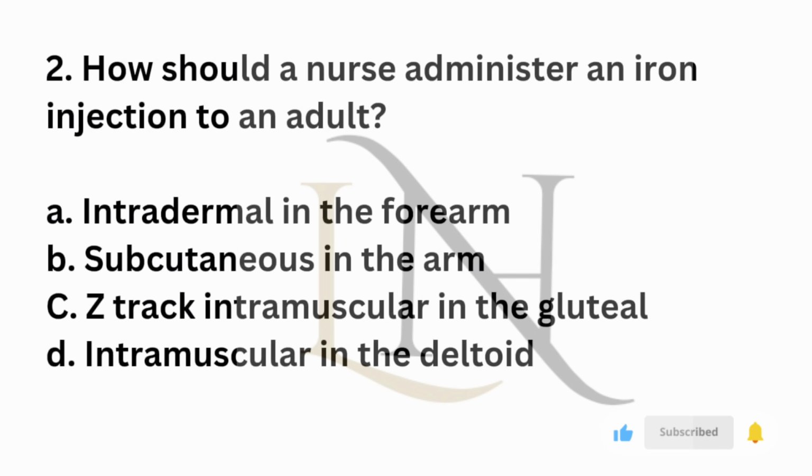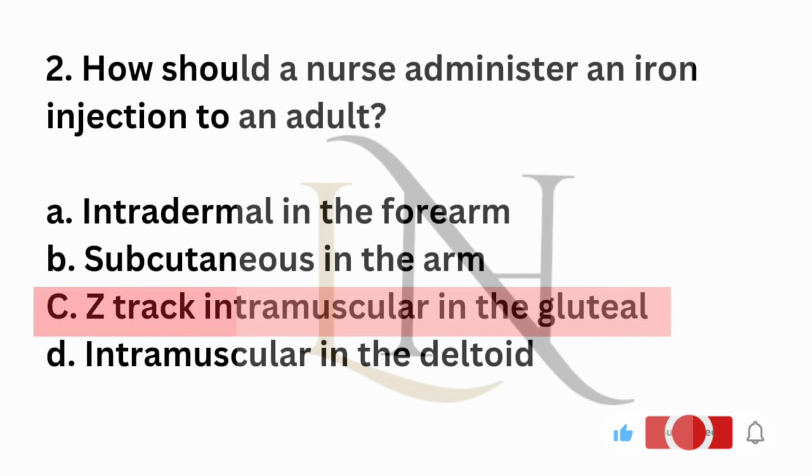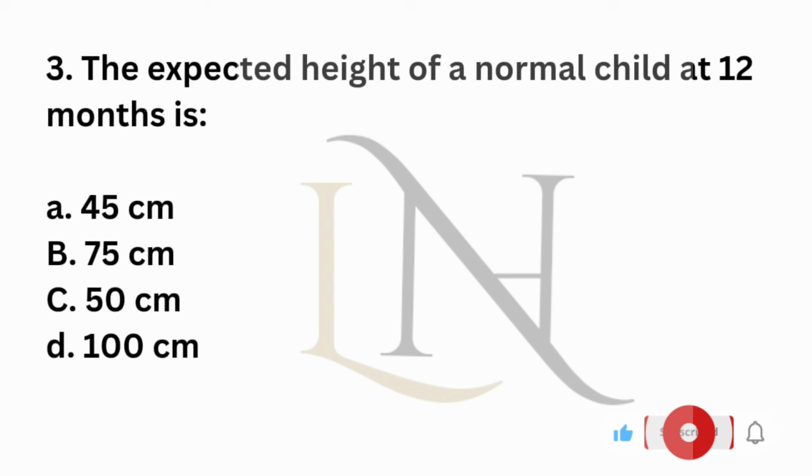Next question. How should a nurse administer an iron injection to an adult? Option A, intradermal in the forearm. Option B, subcutaneous in the arm. Option C, Z-track intramuscular in the gluteal. Option D, intramuscular in the deltoid. Correct answer. Option C, Z-track intramuscular in the gluteal.